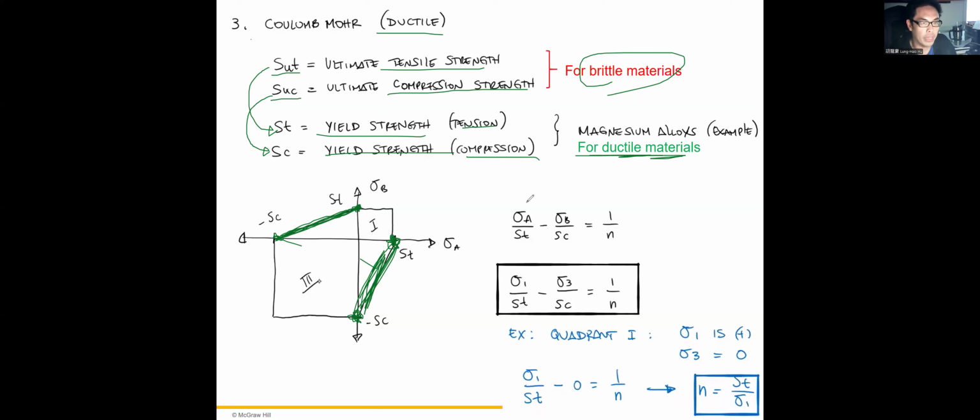Okay, and then we define the Coulomb-Mohr criterion as sigma A over ST minus sigma B over SC equals the inverse of the safety factor. Then we change the sample labels A and B to 1, 2, 3. So sigma A corresponds to sigma 1, and sigma B corresponds to sigma 3. This relation represents the Coulomb-Mohr criterion for ductile material.